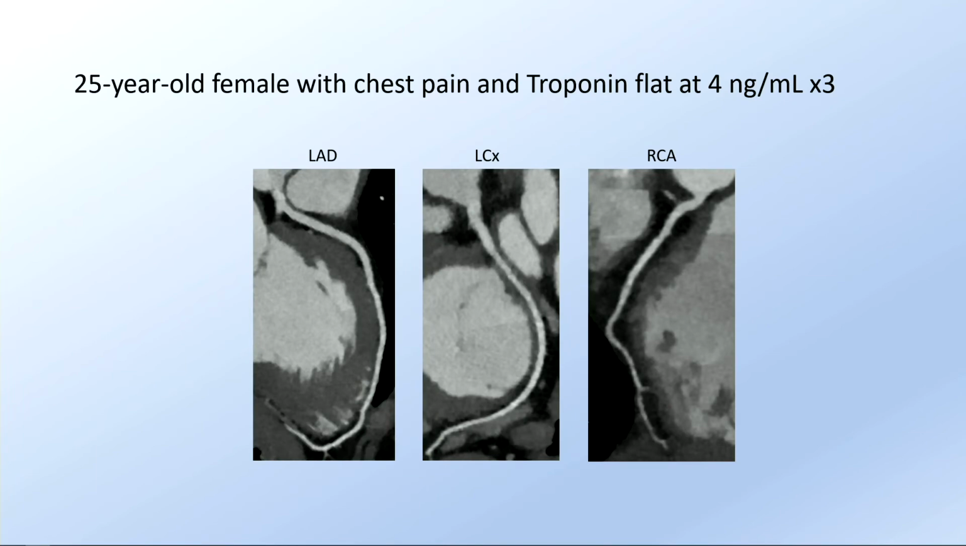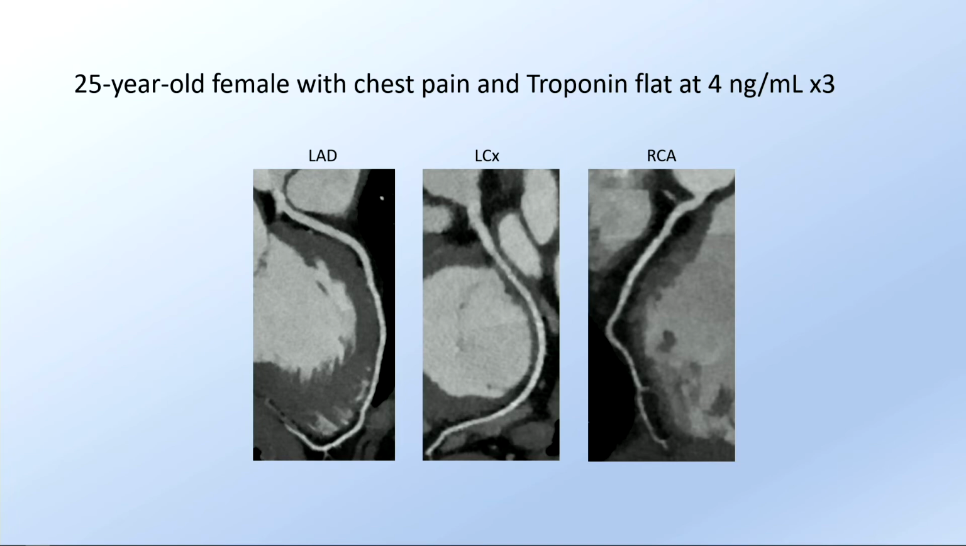So I'll show another case. This is a 25-year-old that came to the hospital with chest pain. She had been admitted before with chest pain because she was young. She had some mild troponin, and she was actually discharged. She came with a little bit of higher troponin this time. We checked troponin 3 times that were mildly elevated, so we decided to go for a CT.